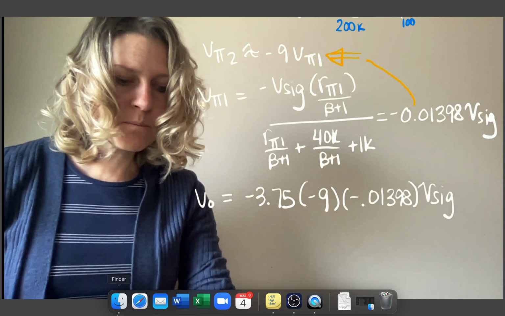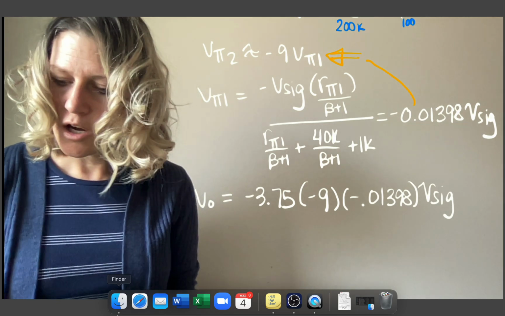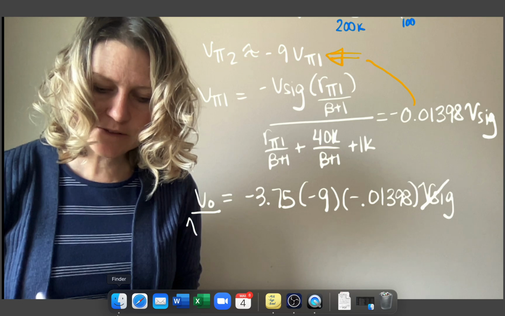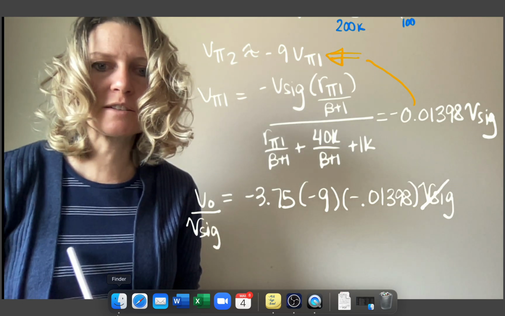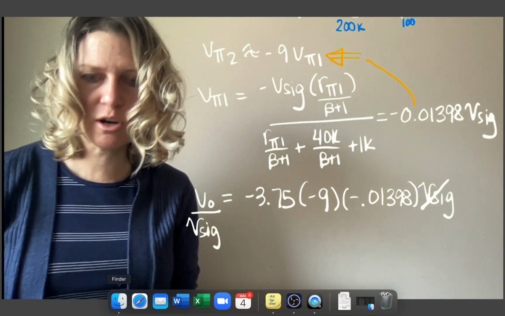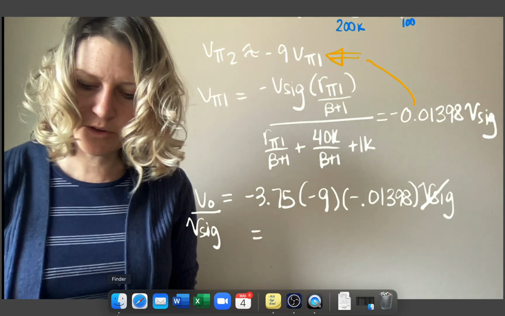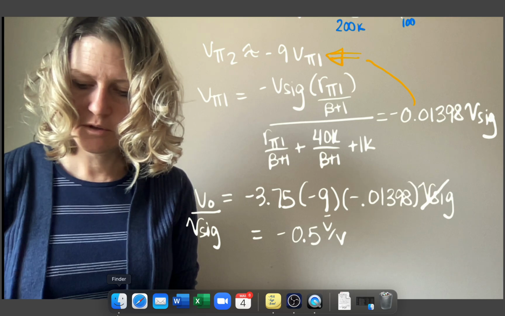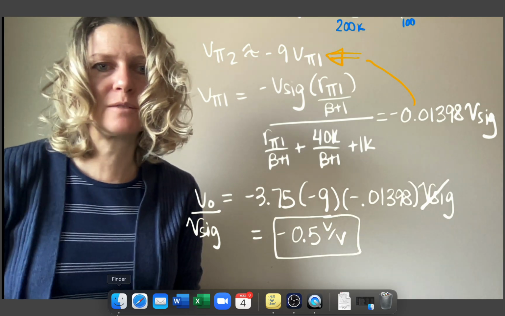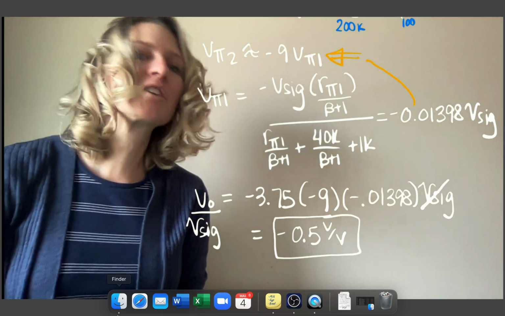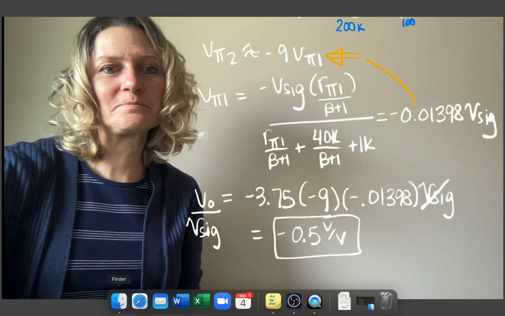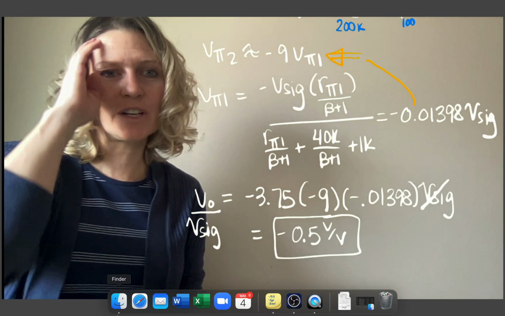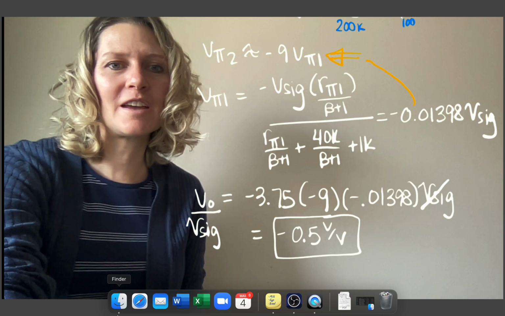And then I can bring the V sig over to this side, just divide it on both sides to get my V out over V sig ratio. And now multiply all this out, gives me a minus 0.5 volt per volt. And that would be my gain, which you can see here is very low and not ideal. All right, this gives you an example though of the AC analysis.